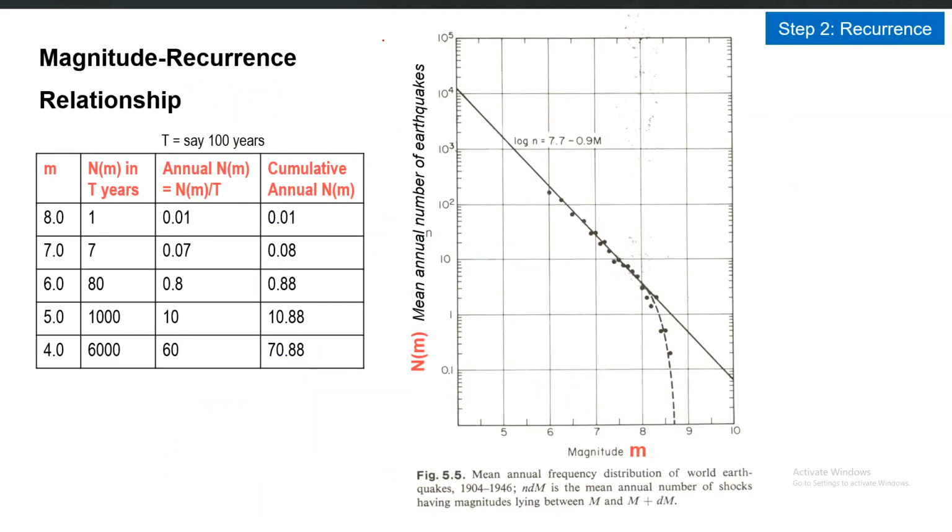So let's say that now we have the historical records or the data, a kind of reliable, complete earthquake catalog for our study region. Now we will use it to construct the magnitude recurrence relationship for each of the seismic sources.